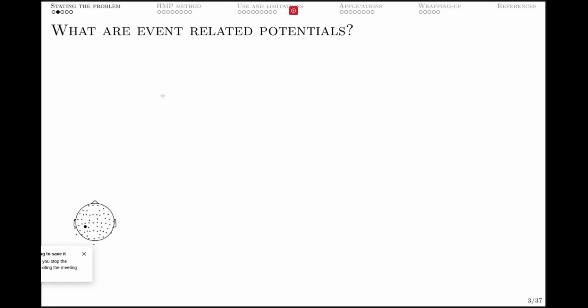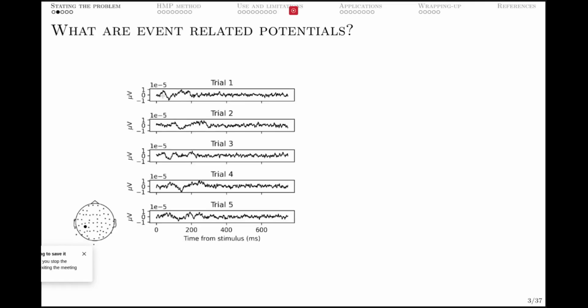In this case, you have such kind of traces, right? By trial, if you take this electrode around here, you would have this kind of time course. It shows some microvolt values and it's noisy, but you do see that there is a bit of a pattern. Actually, this one is simulated. Usually you would even see less than that.